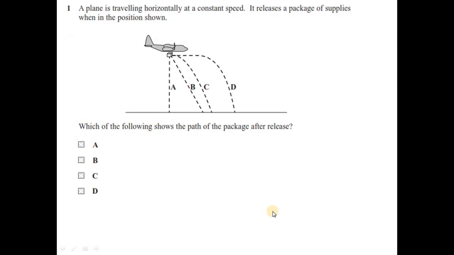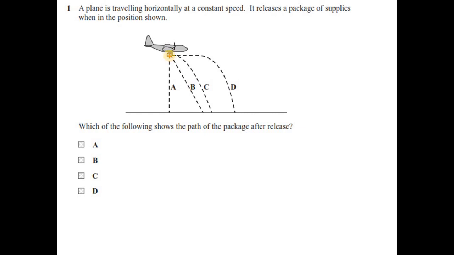Question number 1. A plane is traveling horizontally at a constant speed. It releases a package of supplies when in the position shown. Which of the following shows the path of the package after release? This question is in fact describing the motion of a projectile.